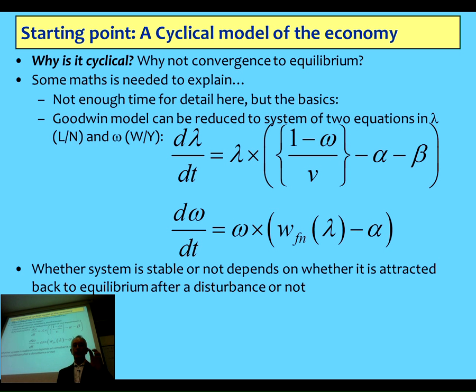So back to this little one here. Whether this gets attracted back to its equilibrium, and there is an equilibrium there. Okay? If you look at this, to make equilibrium, this expression, 1 minus omega over v, has to equal that expression. That'll give you 0 rate of change in employment. So your equilibrium there is going to be, I think, omega equals v times 1 minus alpha minus beta. And this one, your equilibrium, you've got to do a transformation of the function here, but the inverse function of this has got to be equal to the rate of productivity growth. So those are the equilibria there.